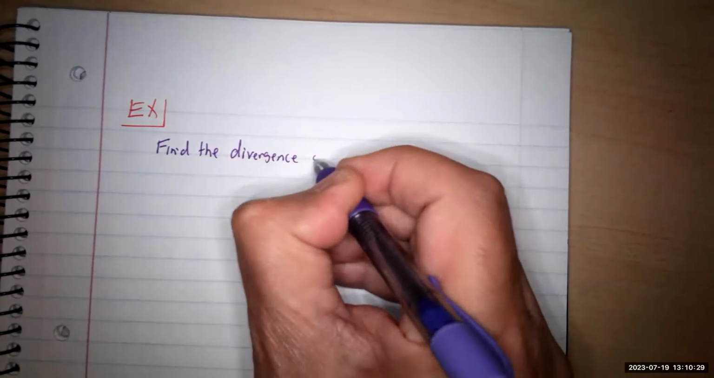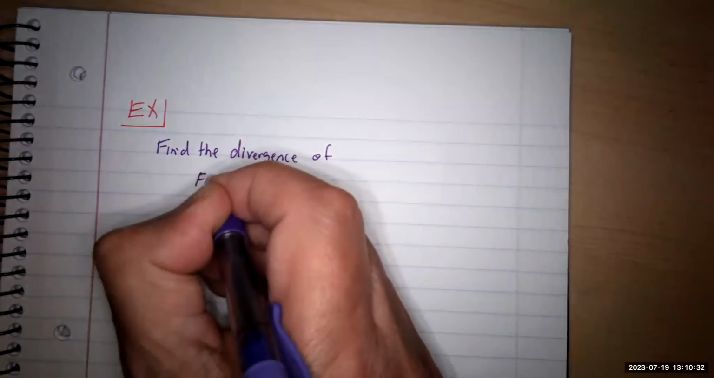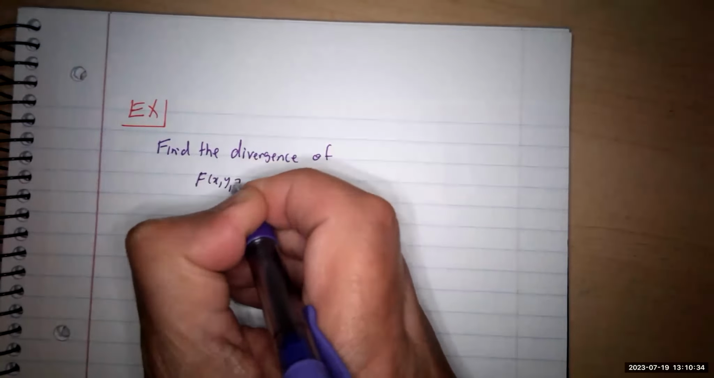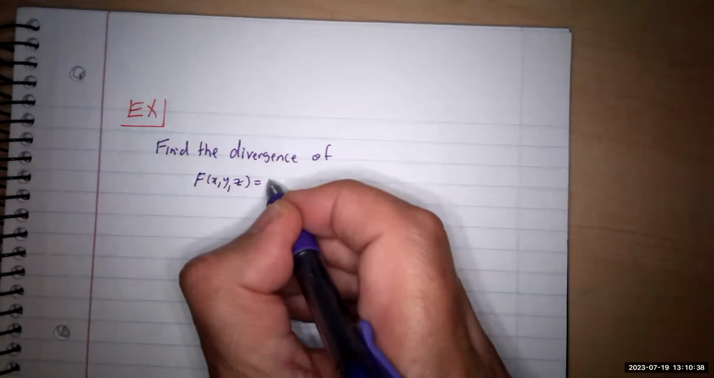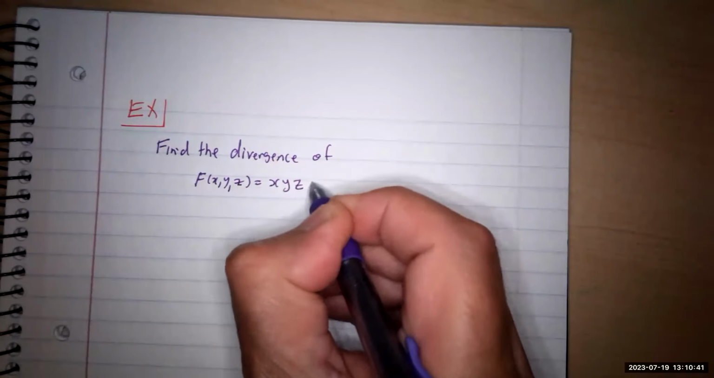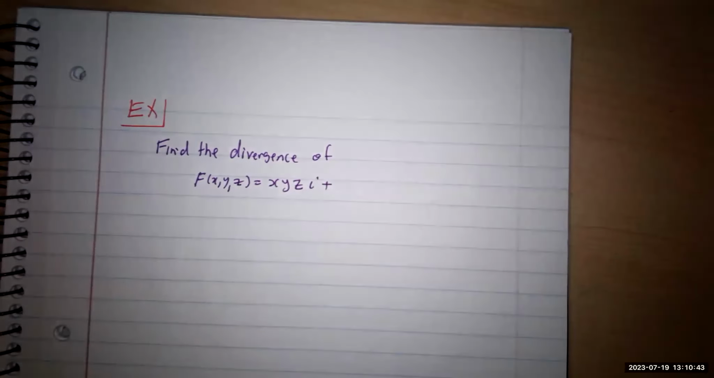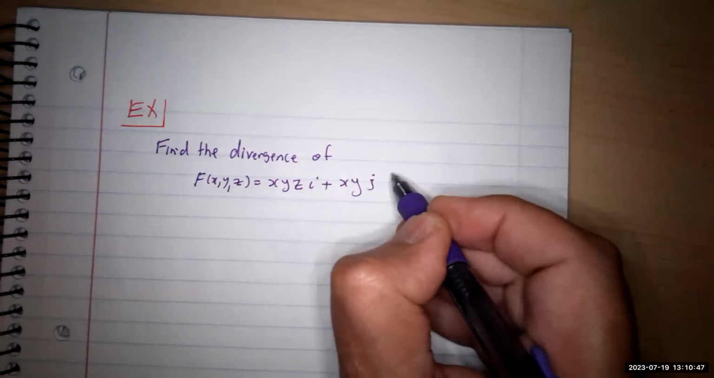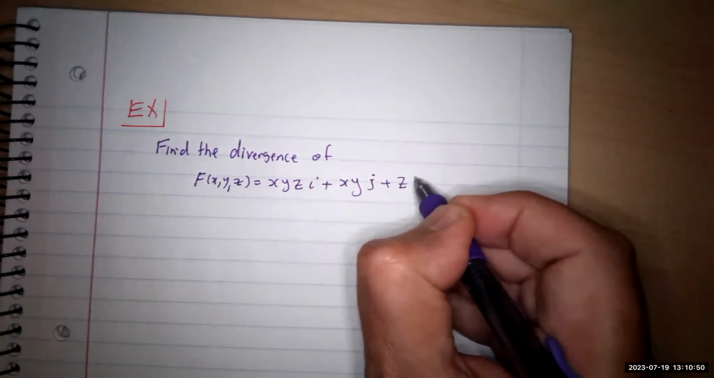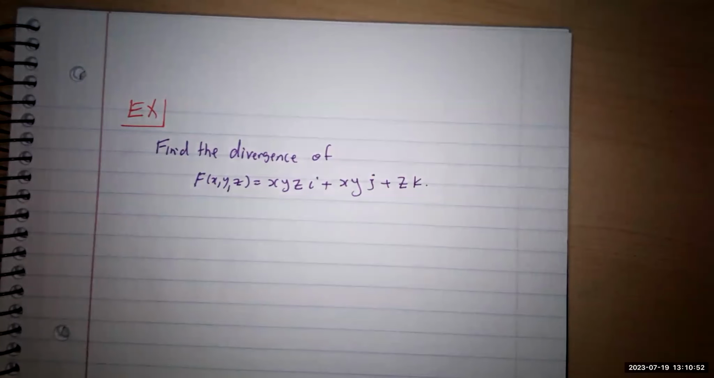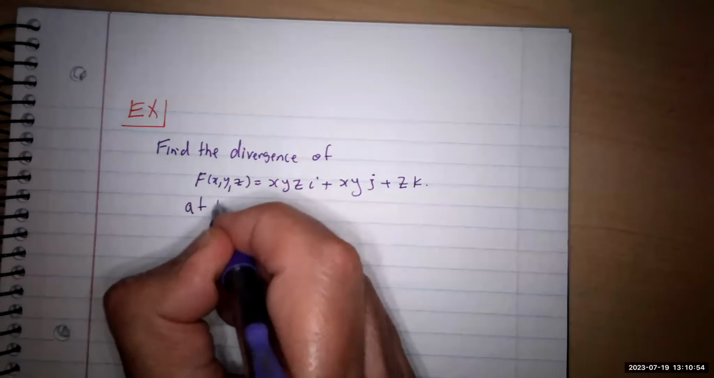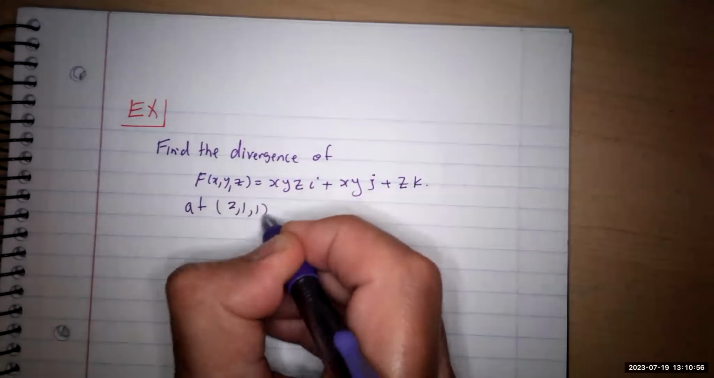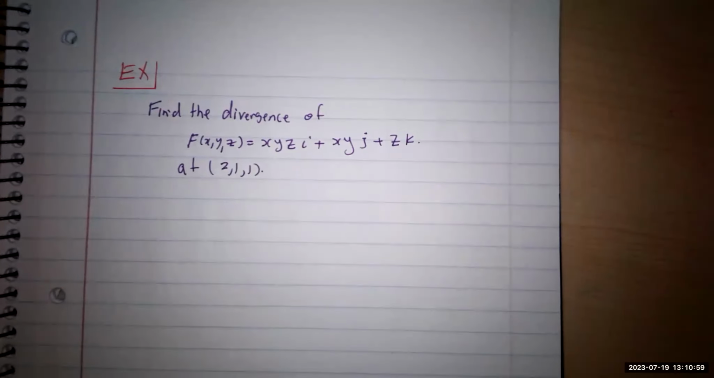Divergence of the function F of x, y, z equal to xyz i plus xy j and z k. They ask you to find it at the point 2, 1, 1. You find it first, then you plug in this point to get a number.